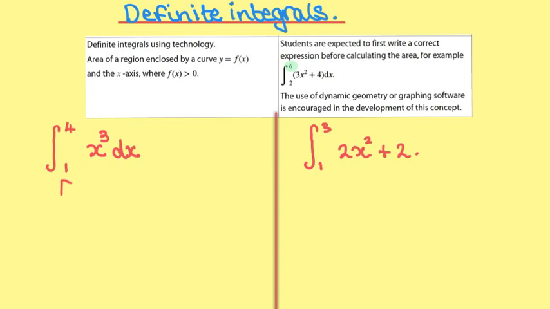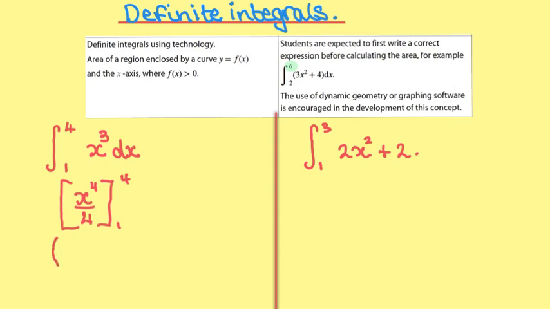So the first thing I need to do is integrate. I put the integral into square brackets. So that's x to the power of 4 over 4 between 1 and 4. You'll notice I don't put c. That will become apparent later on.